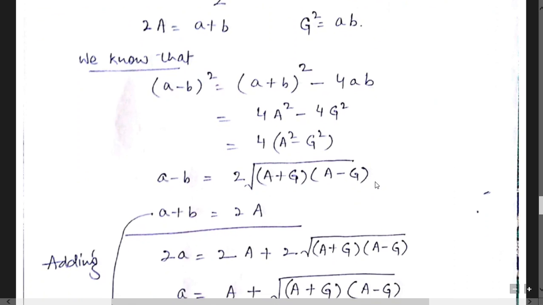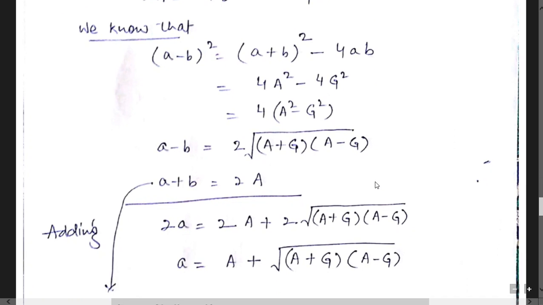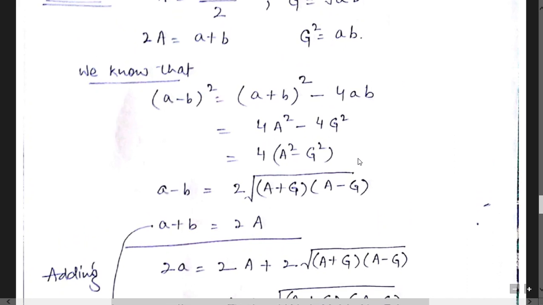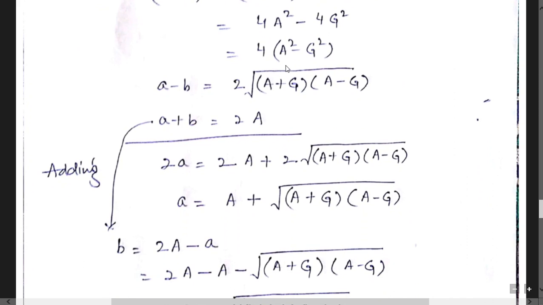Now, one algebraic formula you have already completed in 7th or 8th class. (a minus b) square can be written as (a plus b) square minus 4ab. Insert the value of a plus b and ab. You obtain 4A square because a plus b is equal to 2A and ab is equal to G square. This one, it's 4 into (A square minus G square). Then take the square root. You can factorize: A square minus G square is equal to (A plus G) into (A minus G).